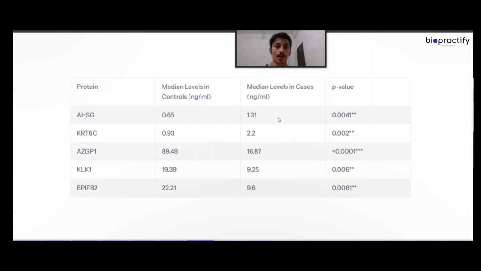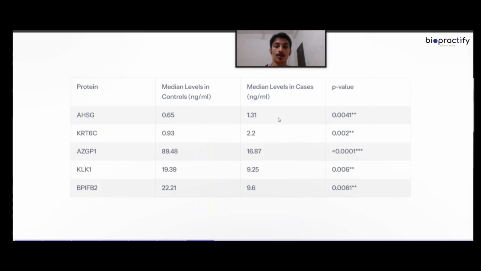They discovered that in the healthy individuals, the levels of these proteins were in the range of 0.65 nanogram per ml of AHSG and 0.93 nanogram per ml of KRT6C. Now, the median level in the cases, so basically the individuals that were affected with OSCC, they had 1.31 nanogram per ml of AHSG protein and 2.2 nanogram per ml of KRT6C protein. And the p-values are described as follows. So null hypothesis values are also mentioned here.